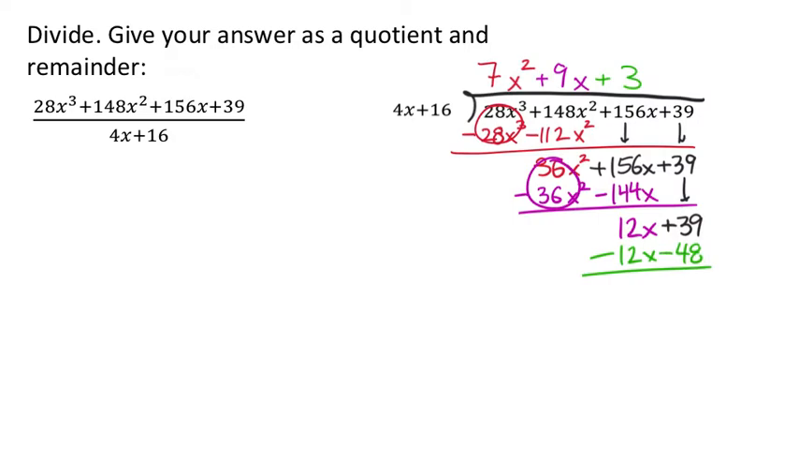So it looks like we've zeroed out the x's as planned. 39 minus 48 is negative 9. Again, well, that's my remainder right there. Remainder of negative 9. I'm going to change that color because it's kind of a different part there.